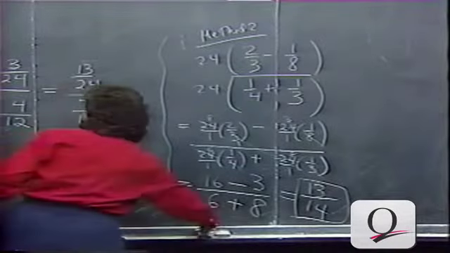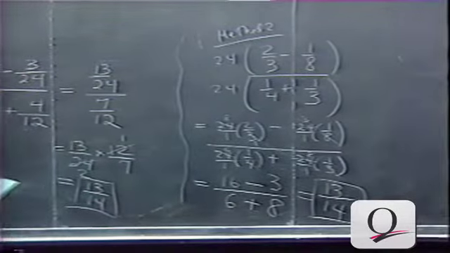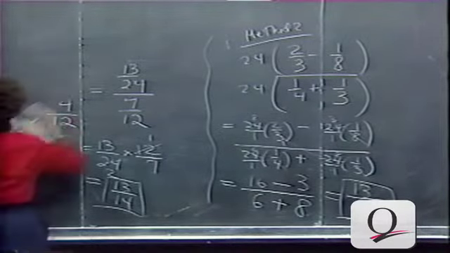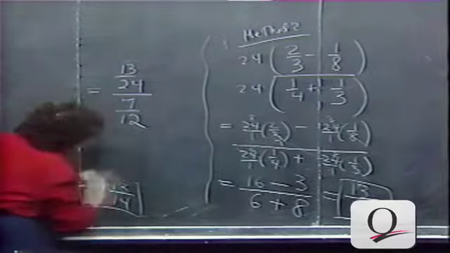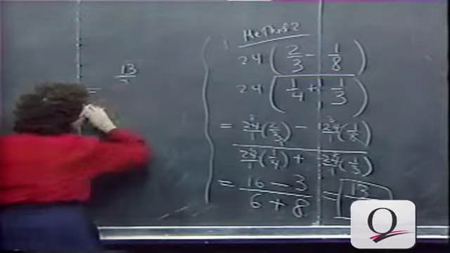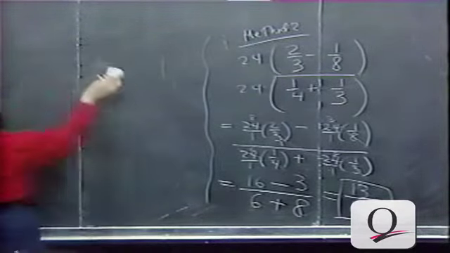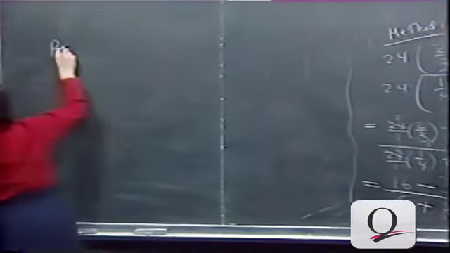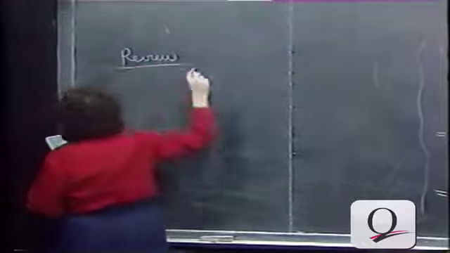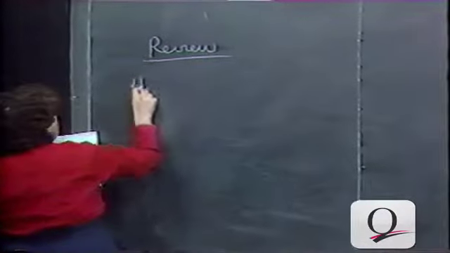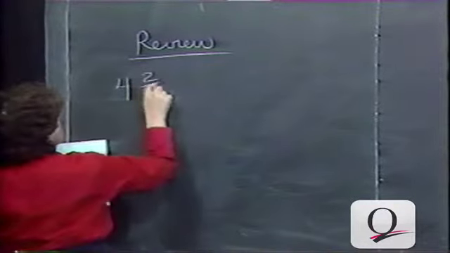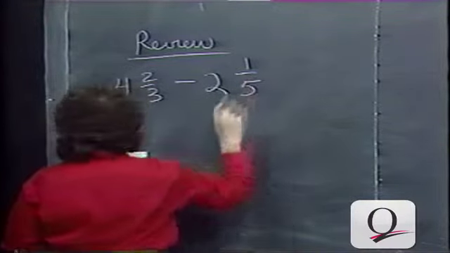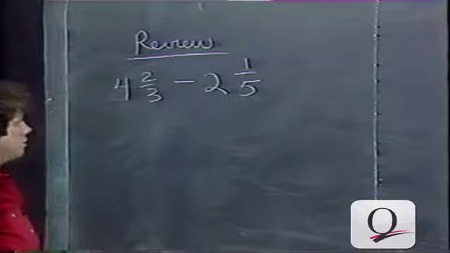For the last problem today, I'm going to give you a review problem to try. And I'm going to write down the problem. Why don't you shut off the machine or put it on pause, see if you can do the problem, and turn me back on when you have the answer. The problem is the following, to review what you've learned in today's tape. 4 2/3 take away 2 1/5. 4 2/3 minus 2 1/5.